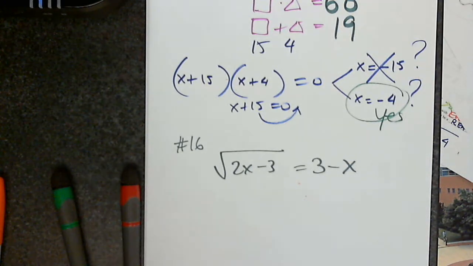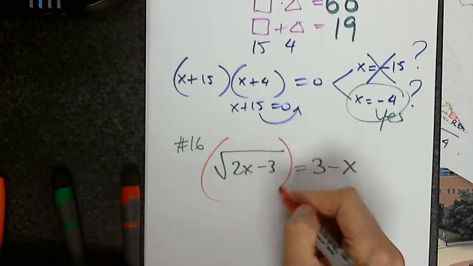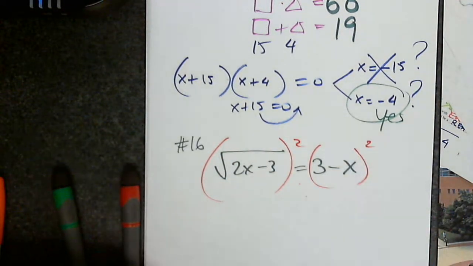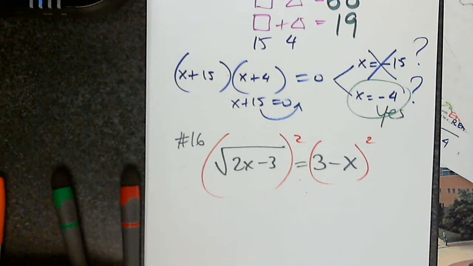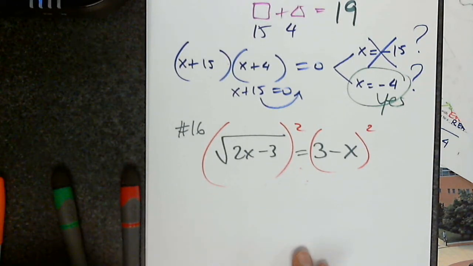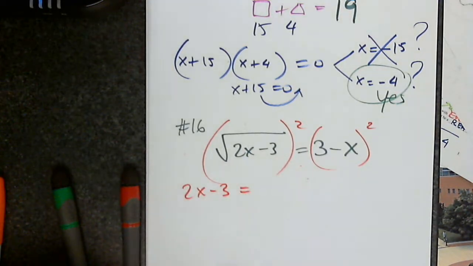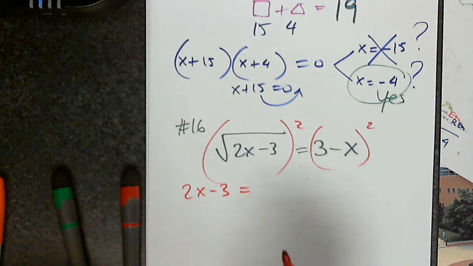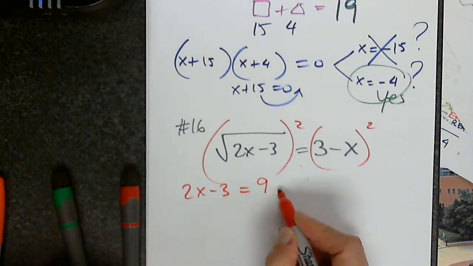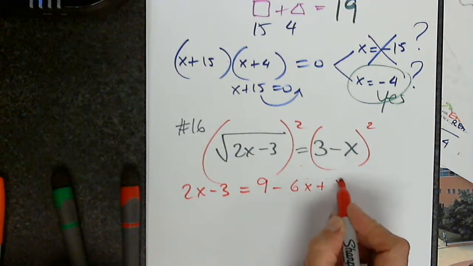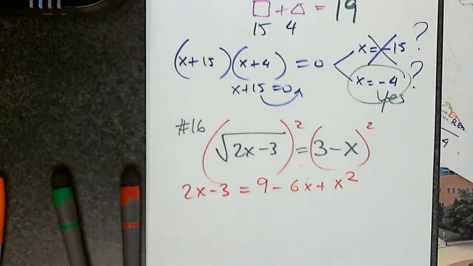Okay, can anyone just tell us what to do? What is the first step here? Excellent. How come I don't cube both sides, but I square? There's no 3 in front of them. Exactly, because it's the square root, which is power 1/2. Good. What do we have on the left? 2x minus 3. What do we have on the right? 9 minus 6x plus x squared. Good. Back to a quadratic.